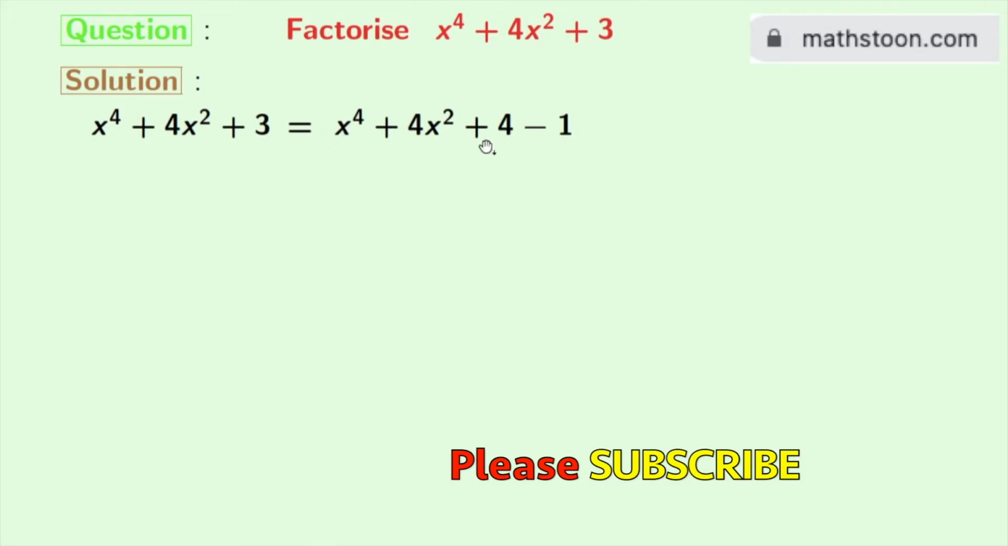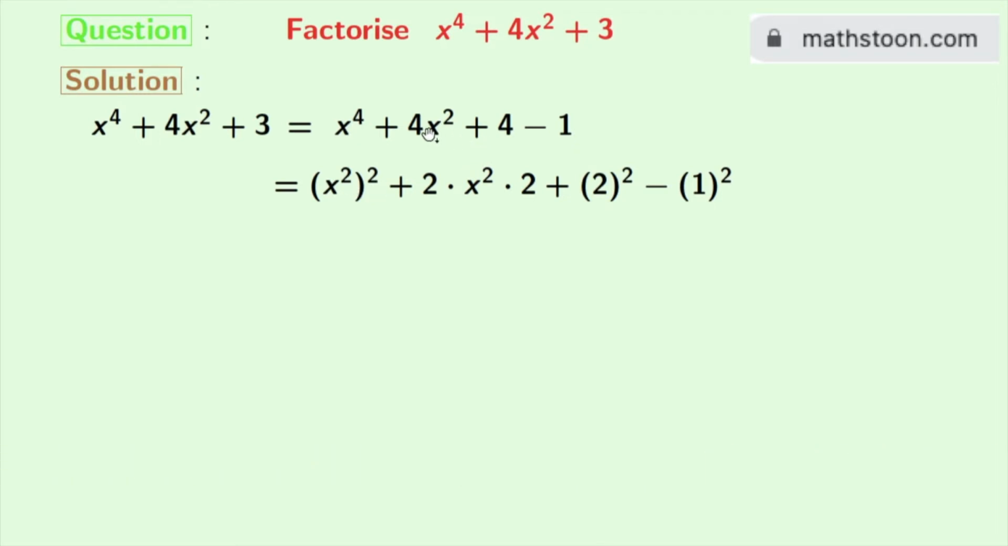Now we will rewrite this expression as follows. x power 4 is x square whole square. 4x square is 2 times x square times 2. 4 is 2 whole square and 1 is 1 whole square.